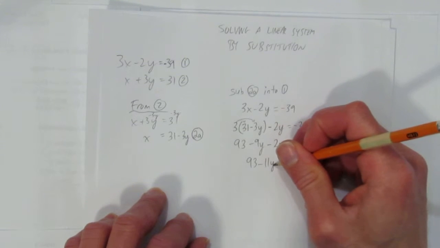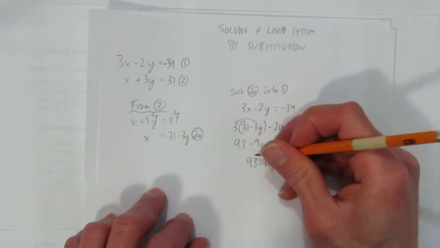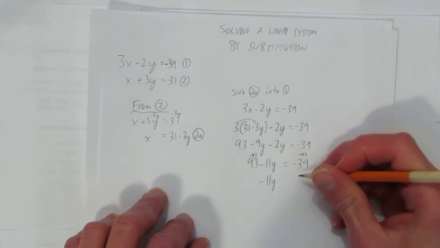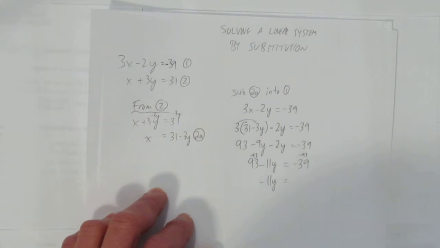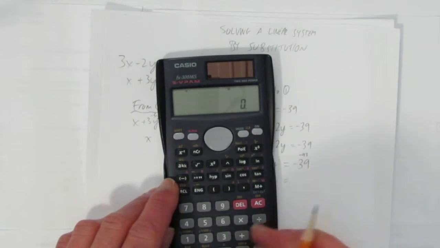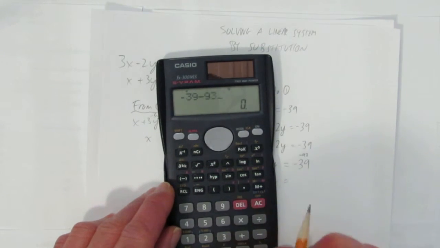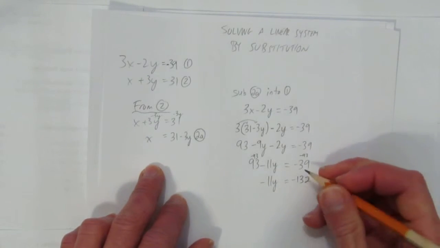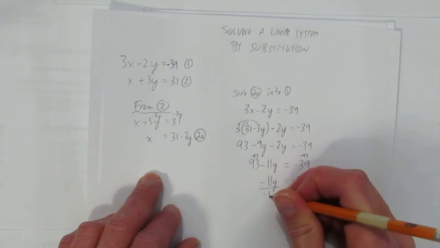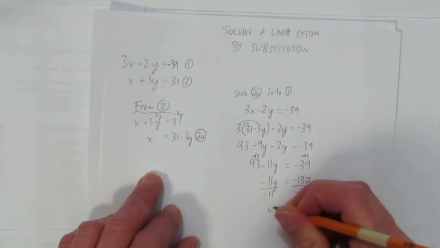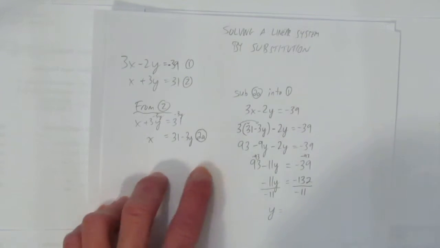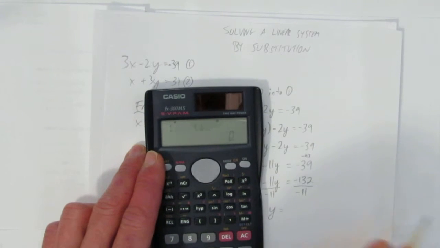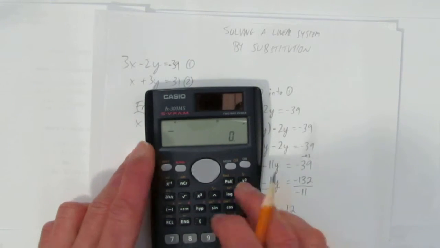I want to solve for this y, but I've got to get rid of this 93 first. Subtract 93 from both sides, and you get negative 11y equals negative 39 minus 93, which gives you negative 132. We're almost there. We just have to divide by whatever's in front of y, so divide both sides by negative 11. And y equals, negative divided by negative is positive, so you can just go, what's 132 divided by 11? And we found y. Y is 12.